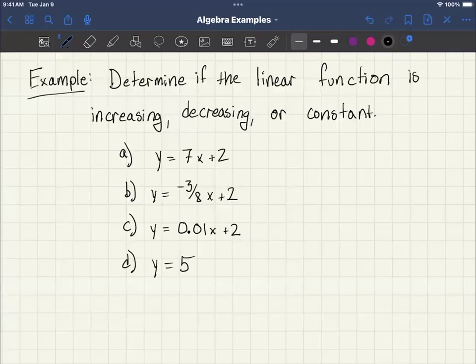Do you know if a linear function is increasing, decreasing, or staying constant? We're going to find out today.